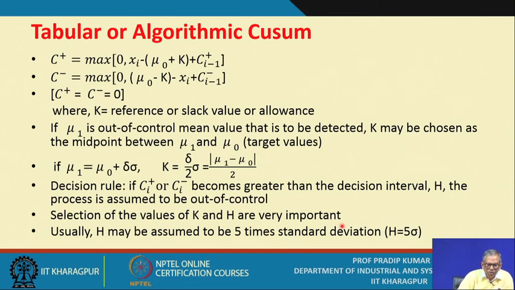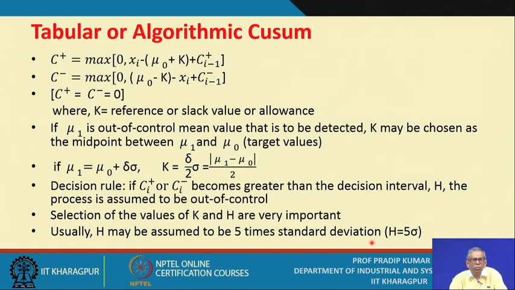So usually H may be assumed to be 5 times standard deviation. So this is this value, that means H may be assumed to be 5 times sigma. Is it okay? Cumulative, right? So if this is the norm, there must be some basis. That means researchers, based on their experience and their investigation, say that these assumptions may be assumed to be valid in most of the processes. Is it okay? So H is equal to 5 into sigma.